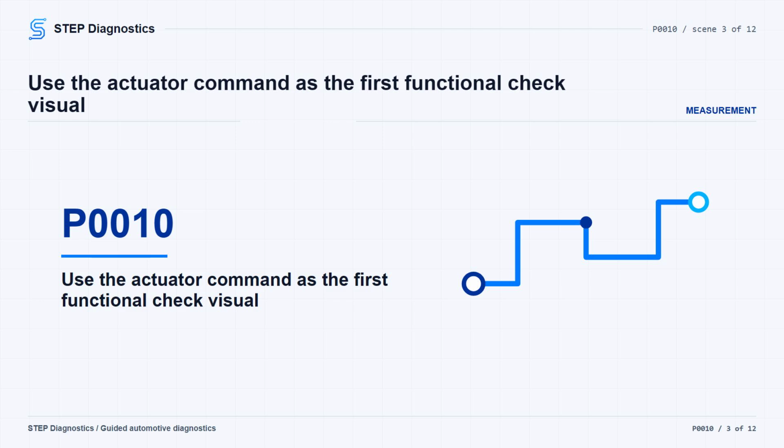If they are OK or not run, command the actuator from 0 to 10 degrees and back to 0 degrees again, and verify camshaft position variance stays less than 2 degrees during each commanded state. If variance is 2 degrees or greater, that also sends you into circuit testing.